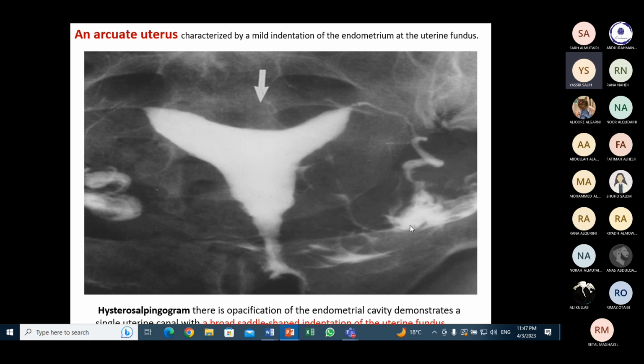In this case you can see there is a free spill, meaning the contrast flows freely. Free spill of contrast indicates that this fallopian tube is patent. And the other one also has a spill of contrast. The uterine cavity is normally opacified by contrast. There is no filling defect, but there is a subtle indentation of the uterine fundus. This is called arcuate uterus.